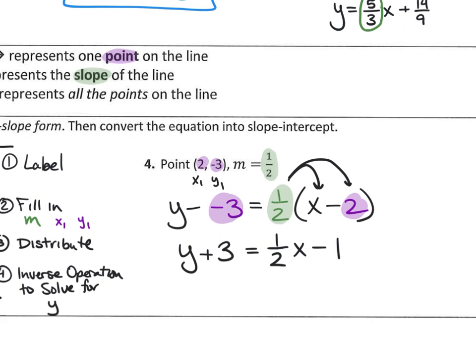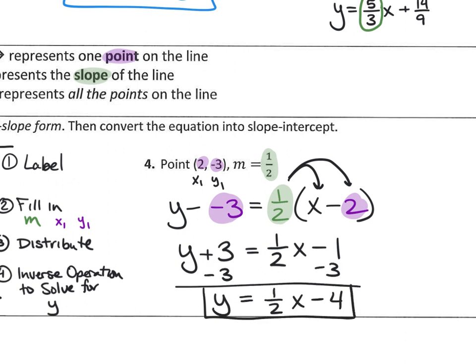Because now that I look like this, that last step is to do inverse operations. Well, what's the inverse of +3? -3. And that might be a mistake that you make if you forget to do minus a minus. This will become y equal to 1/2 x minus 4. So that is my equation that goes through the point 2, -3 and has a slope of 1/2.